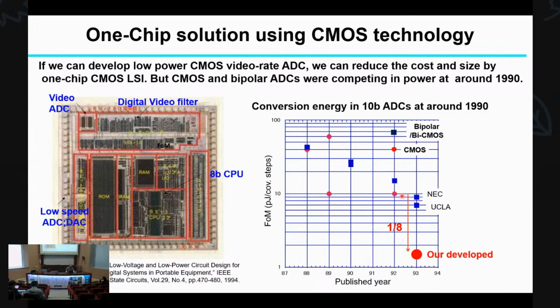In terms of power consumption, bipolar and CMOS ADCs competed. In around 1990, we succeeded: a very low power CMOS ADC, with power about 1/8 of the others. After that, all ADC technology changed from bipolar to CMOS. This is a very memorial ADC.